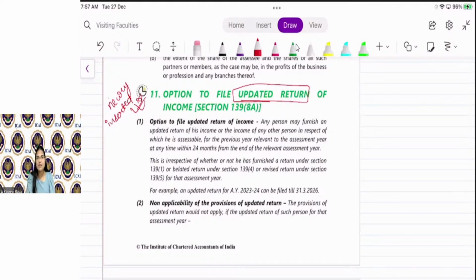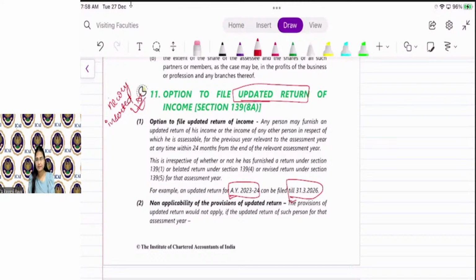Any person may furnish an updated return of his income or income of any other person in respect of which he is assessable for the previous year relevant to the assessment year, at any time within 24 months from the end of the assessment year. So say, for example, for assessment year 23-24, you can file an updated return up to 31st March 26. That is 24 months, 2 years from the end of the relevant assessment year.